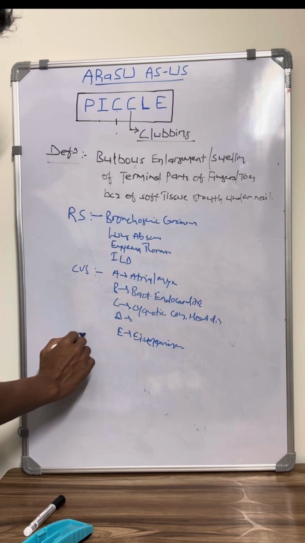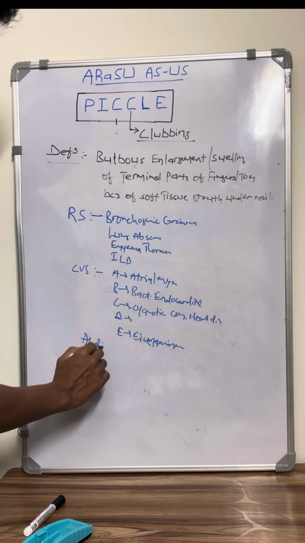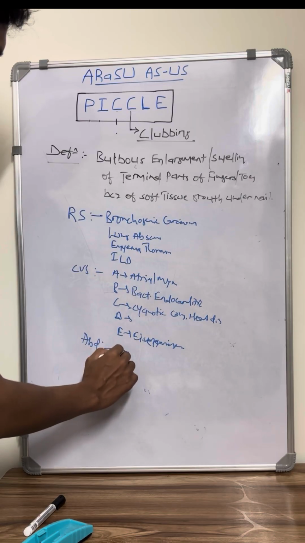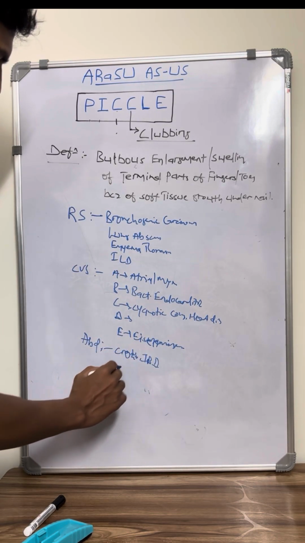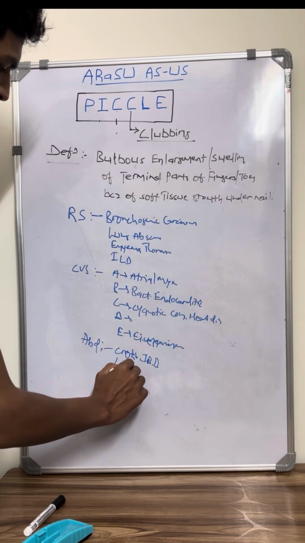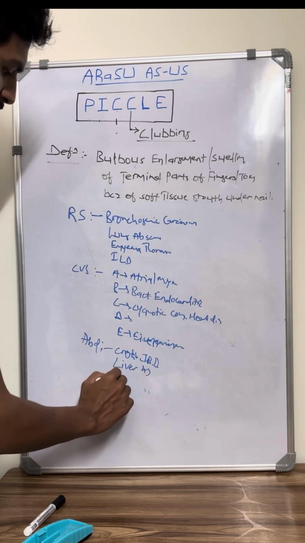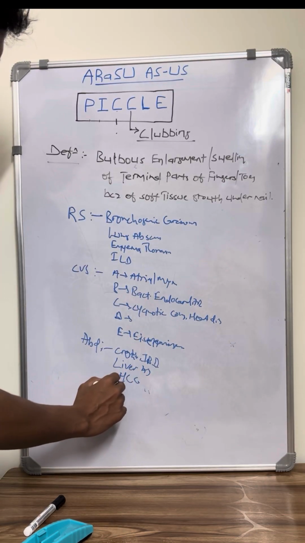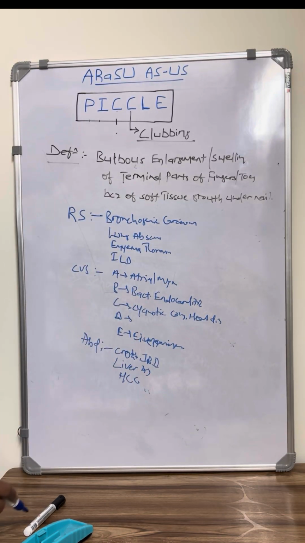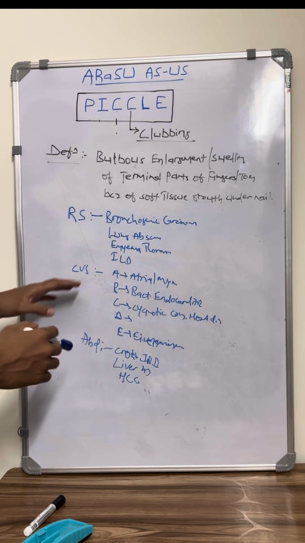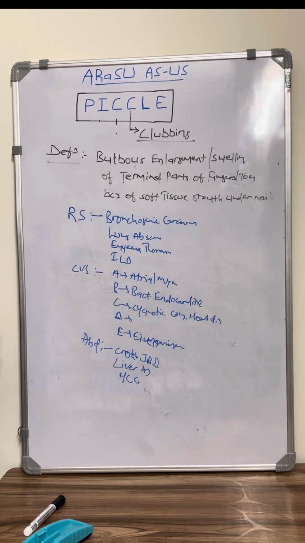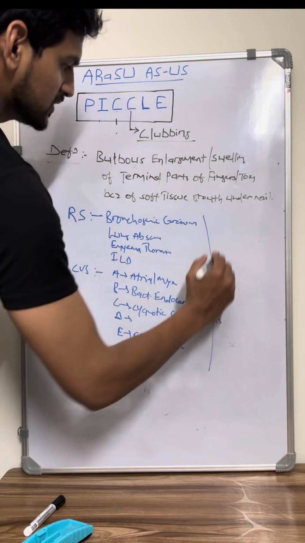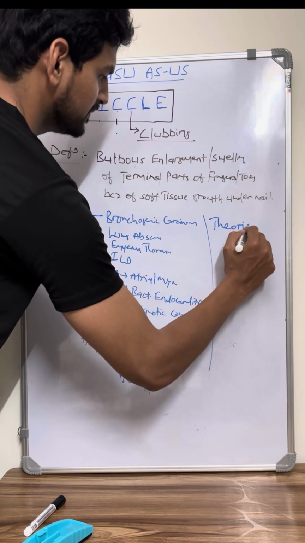Then to name some abdominal GIT causes, we know Crohn's disease or inflammatory bowel disease, then liver abscess or hepatocellular carcinoma. So these are a few conditions to name. Here we are listing out the conditions. Meanwhile, we have to discuss various theories of clubbing.